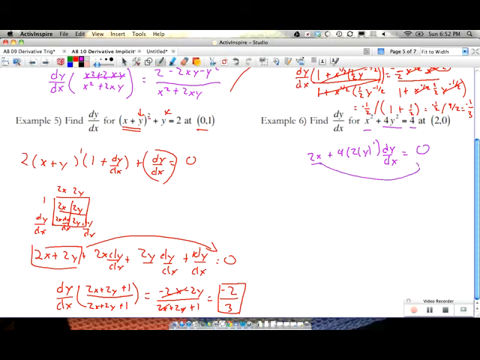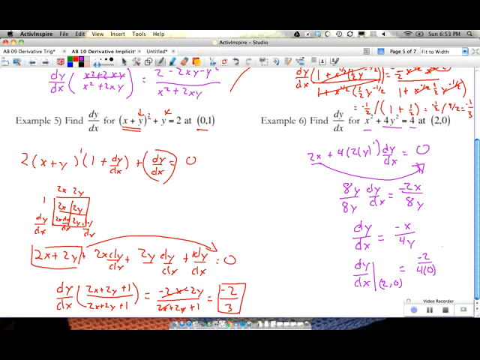So now if I simplify this, I see that the 2x can be moved over because it's non-dy/dx. And I'd have 8y, 4 times 2 times y, times dy/dx equals negative 2x, because it moved across. So I'm going to divide by 8y on both sides. I would have dy/dx equals negative x over 4y. If I were to calculate dy/dx at (2, 0), that would equal negative 2 over 4 times 0.